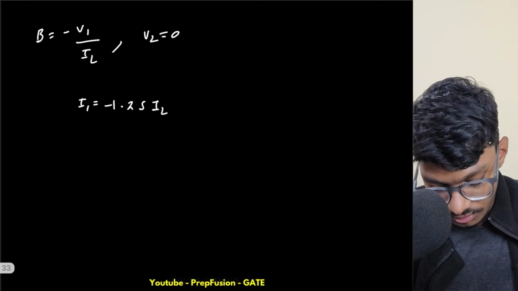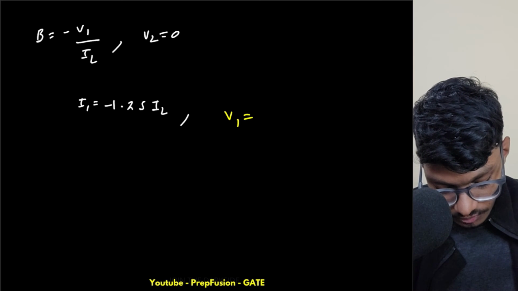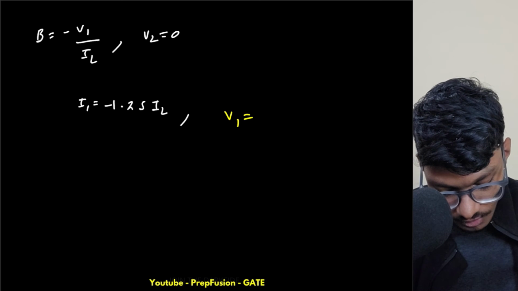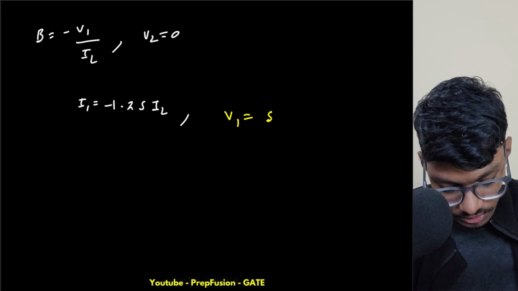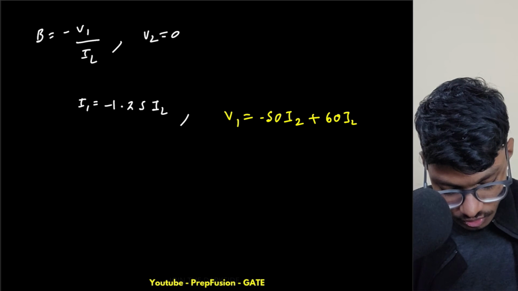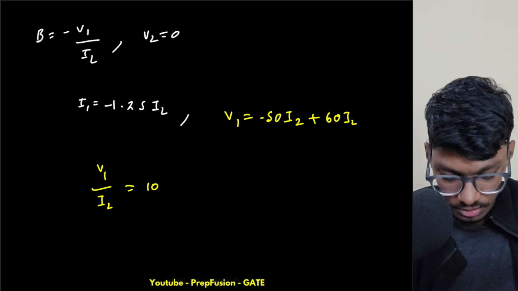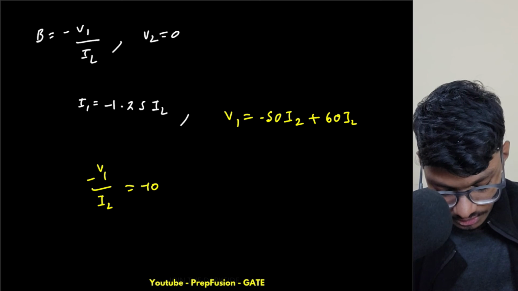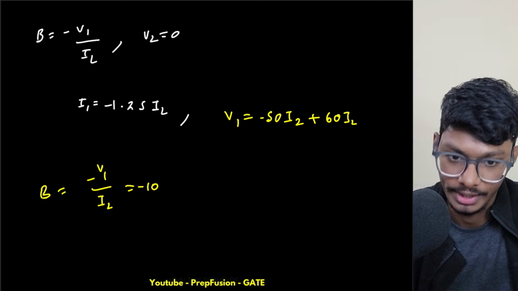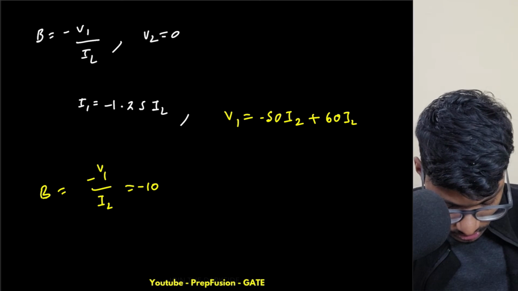So replacing in the first equation, V1 will be equal to 40 times 1.25, which is minus 50 I2, plus 60 I2. So my V1 by I2 will be equal to 10, and we have to also put a negative sign. So B is equal to minus 10. So B is minus 10, that is one thing. Now this is BP.